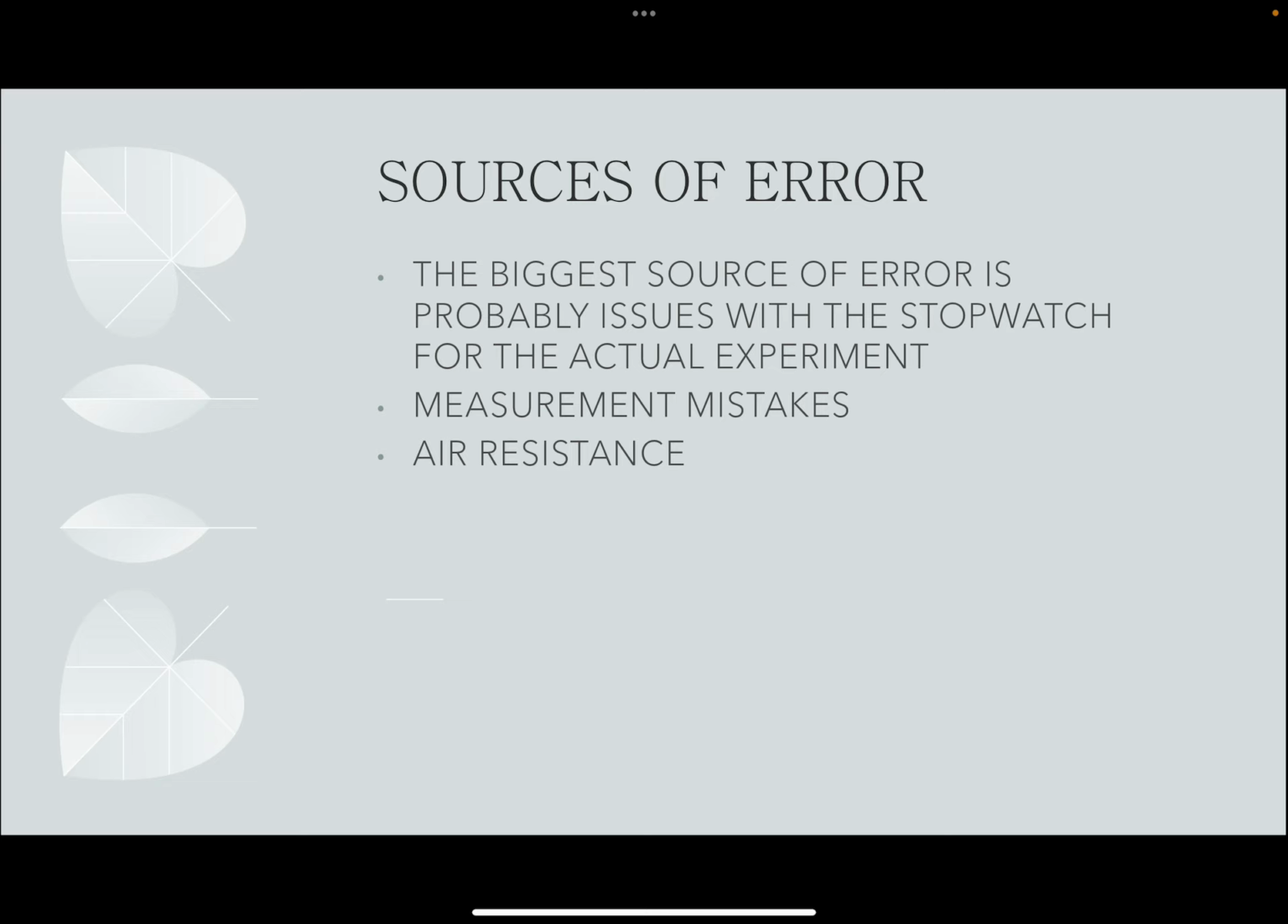Another source of error was measurement mistakes. The equipment I used could have been not accurate and I could have messed up somewhere, and also air resistance plays a factor in the tube for the magnet falling.